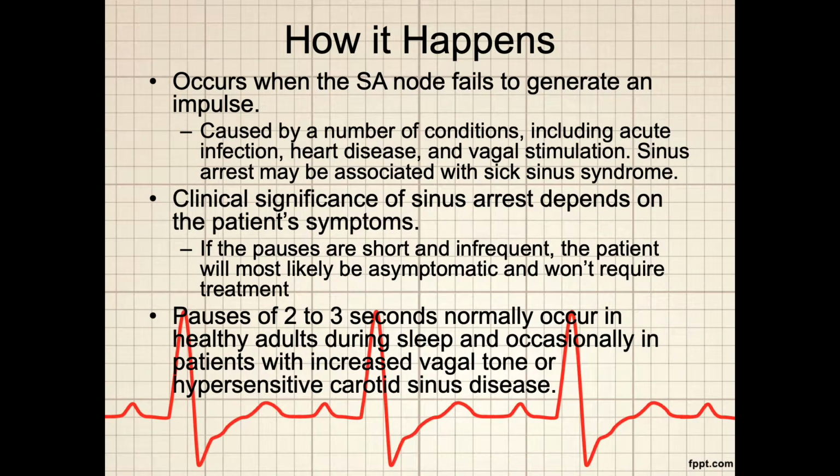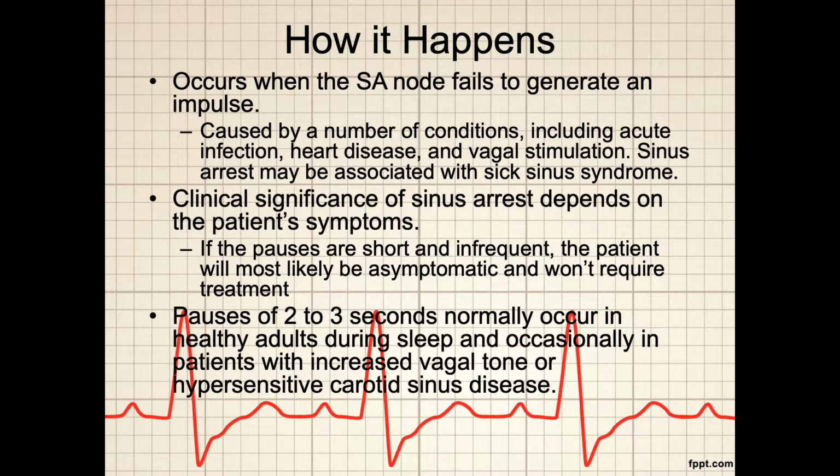Sinus arrest happens because the SA node fails to generate an impulse. It can be caused by a number of conditions, including acute infection, heart disease, and vagal stimulation. Sinus arrest may be associated with sick sinus syndrome. The clinical significance of sinus arrest depends on the patient's symptoms. If the pauses are short and infrequent, the patient will most likely be asymptomatic and won't require treatment.